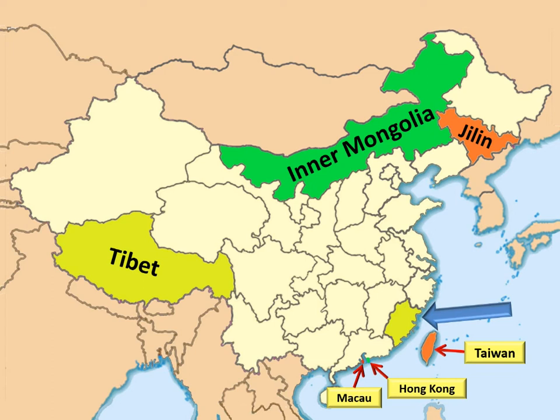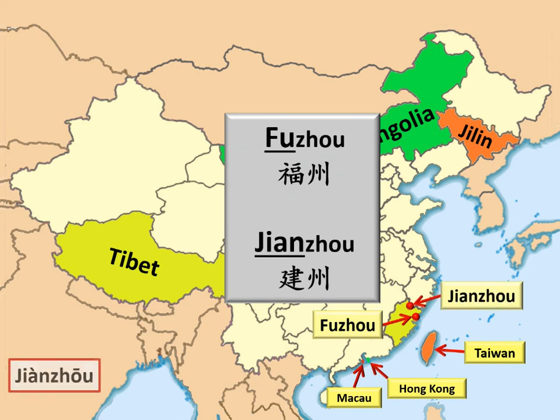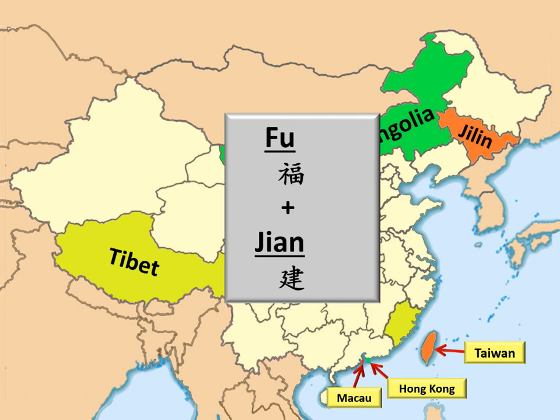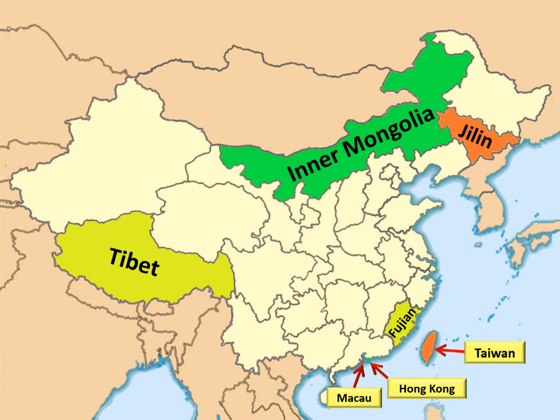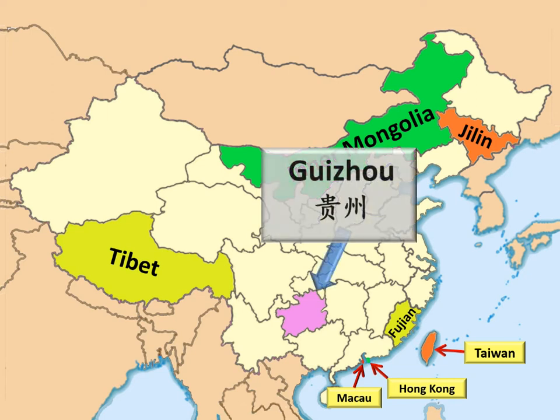Now let's head directly inland to the province that faces Taiwan. The name of this province is derived from two cities of historical importance, Fuzhou and Jianzhou. By combining the first character of each city name, we get Fujian. Remember that Fujian is the name of the province facing Taiwan. Jumping inland, we reach the province indicated in purple. Guizhou received its current name about 800 years ago, and about 600 years ago was formally designated as a province.